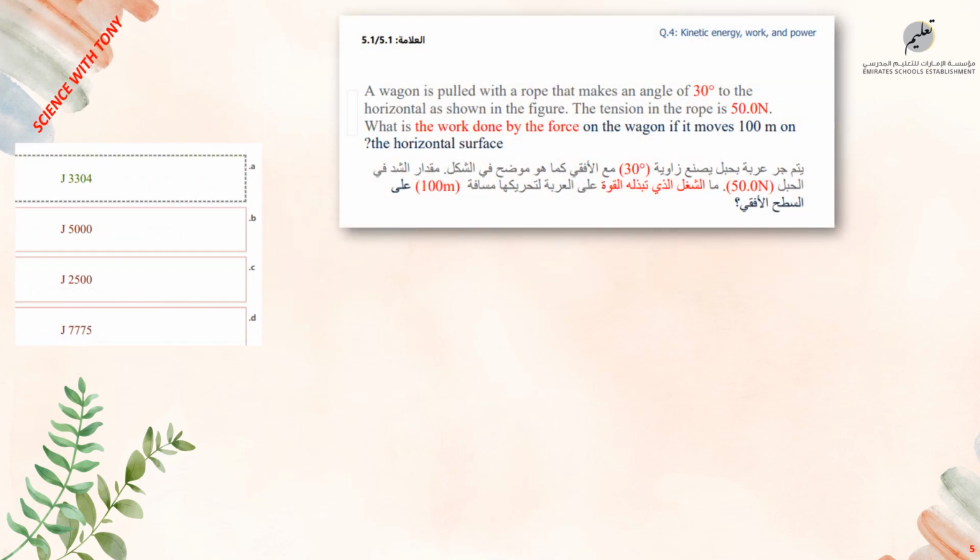A wagon is pulled with a rope that makes an angle of 30 degrees to the horizontal, as shown in the picture. So this is the picture. A wagon or a box being pulled forward at an angle of 30 degrees with a tension force in the rope of 50 Newton. What is the work done by the force if it moves 100 meters on the horizontal surface, as stated here?